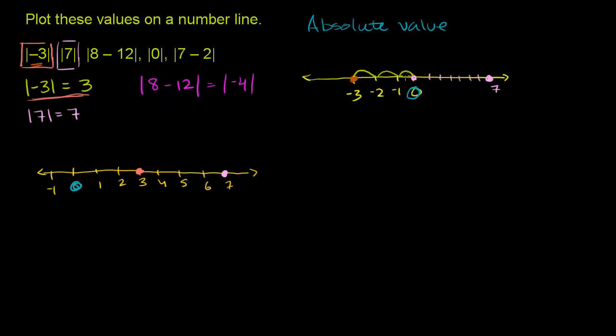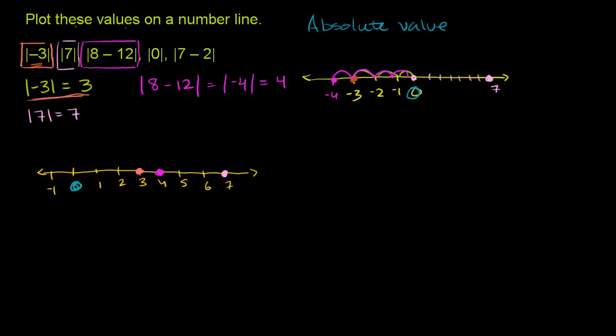If we just plot -4, we go 1, 2, 3. -4 is right over there. But if we're taking its absolute value, we're saying how far is -4 from 0? Well, it's 4 away from 0. 1, 2, 3, 4. So this is equal to +4. So we'll plot it right here. This number line is the answer to this command up here. So the absolute value of 8 minus 12, which is -4, is +4.